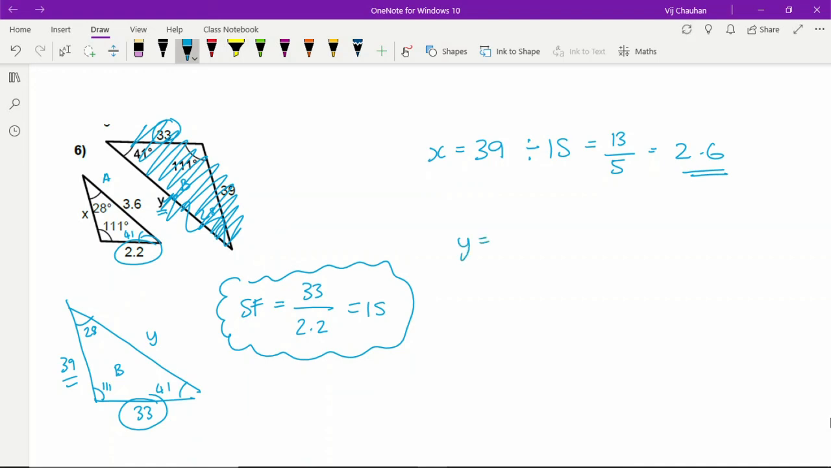For y, I pick the corresponding side, which is 3.6, and this time, because I'm going from small to big, I'm going to multiply by 15, so I've got 36 times 15, which gives me 540. And there's your final answer.